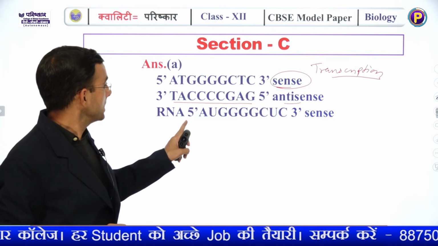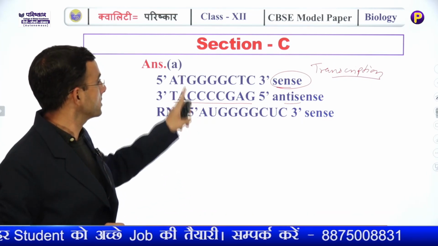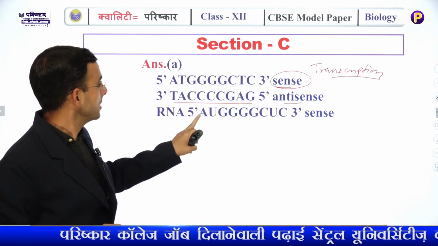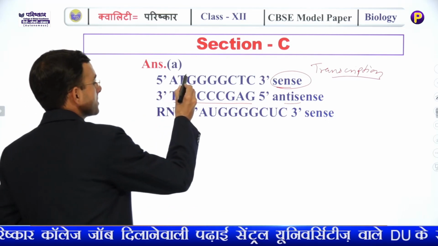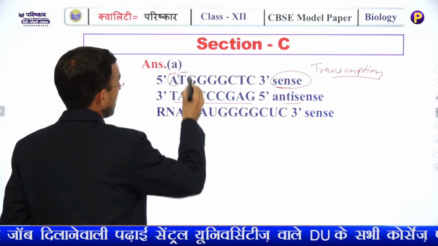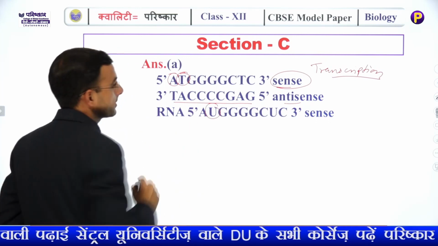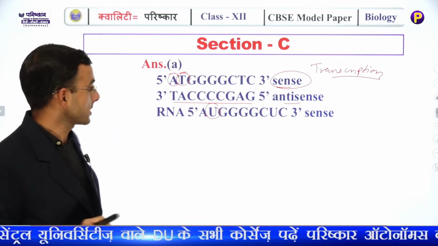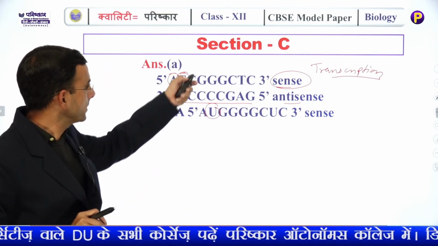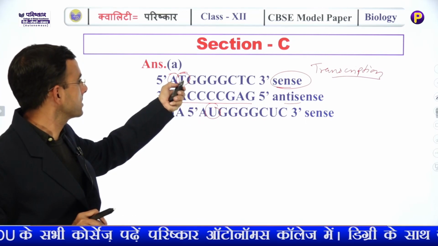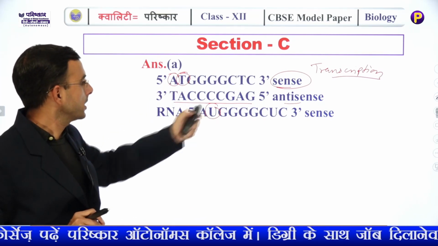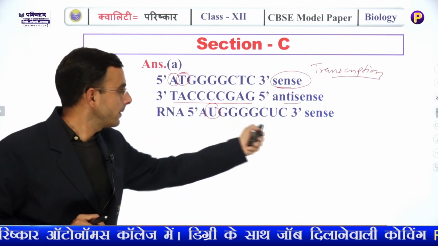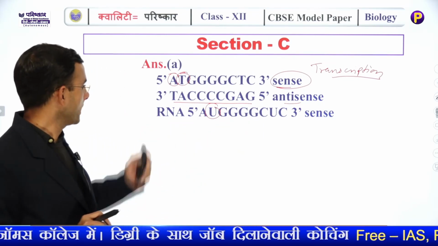So the mRNA contains the same sequence as this sense strand. And what is the difference? Instead of thymine, there is uracil. So they have the same sequence. You have to change this thymine into uracil, and that becomes the sense strand of the RNA molecule.